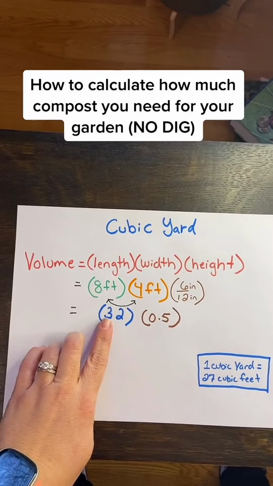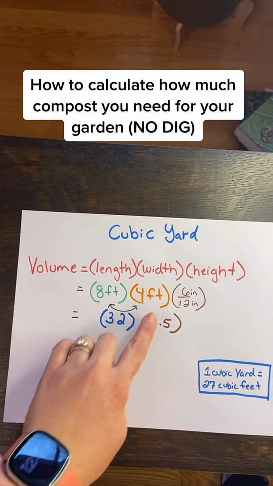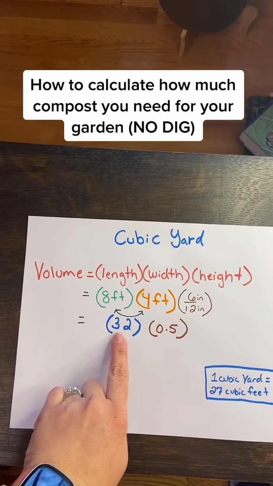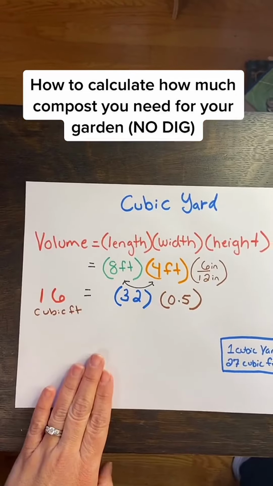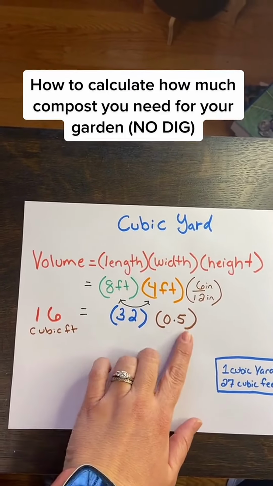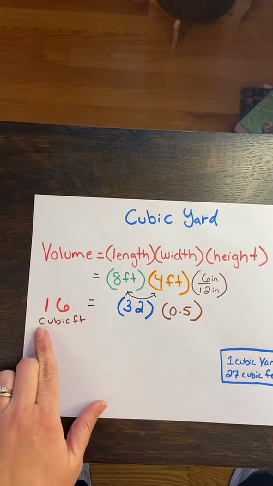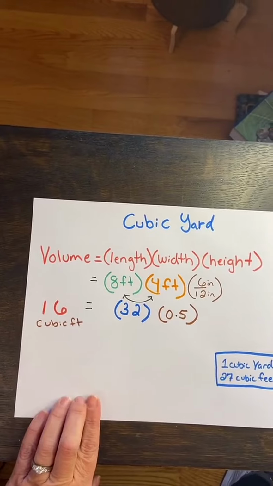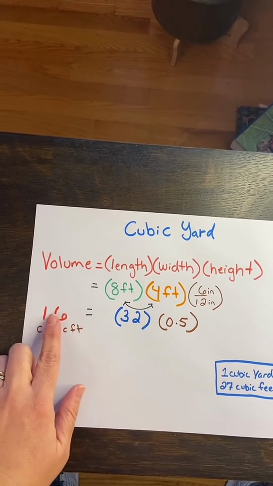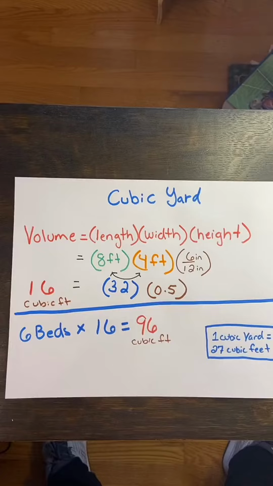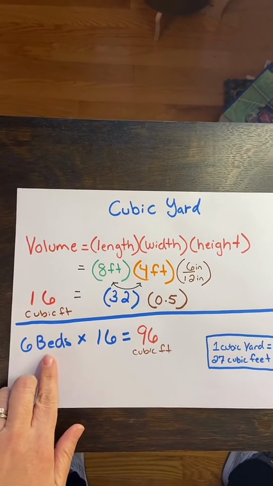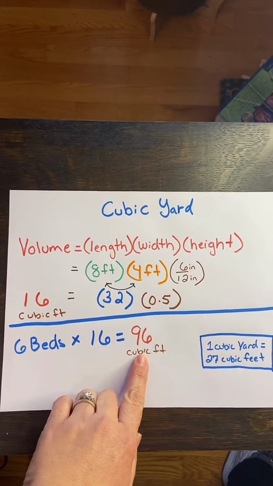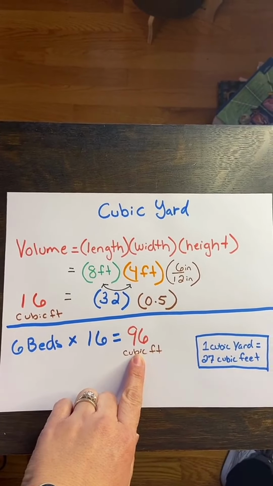So 8 times 4 is 32. 6 divided by 12 is 0.5. Now we're going to multiply 32 times 0.5, and that gives us 16. But that's cubic feet because we're working in units of feet here. We also have 6 beds, so we're going to multiply this by 6. So 6 beds times 16 cubic feet per bed is 96 total cubic feet volume we have for our 6 beds.